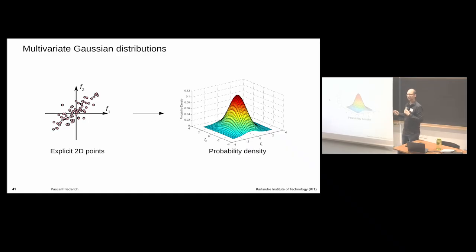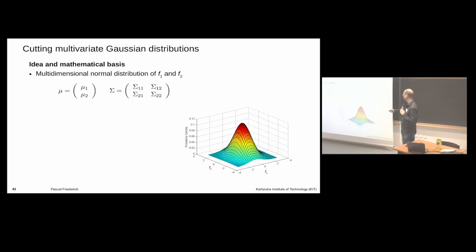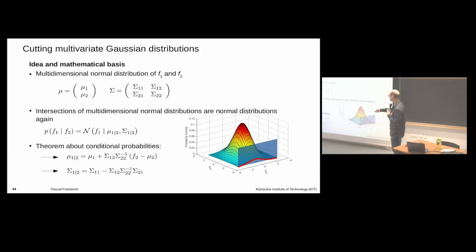And now there's a very, very cool property. If we cut this distribution at a certain value, for example, F2 equals 3, and we look at what the distribution is then in F1, we get another Gaussian distribution. So all the cuts of high-dimensional Gaussian distributions are again Gaussian distributions. And there's an equation, I will not derive that equation today, that tells us if we cut it at a certain value of F2, what is the remaining distribution of F1 given the joint probability distribution.